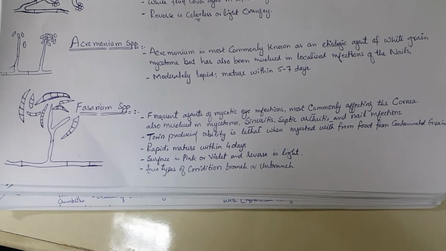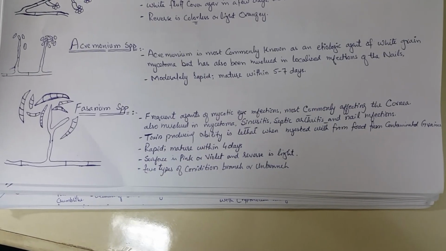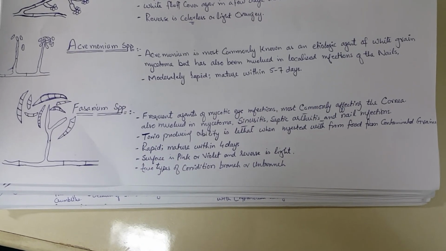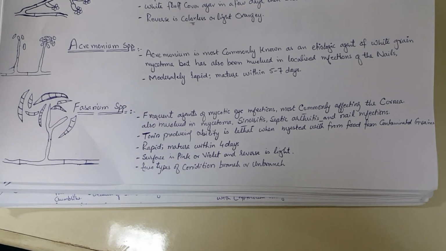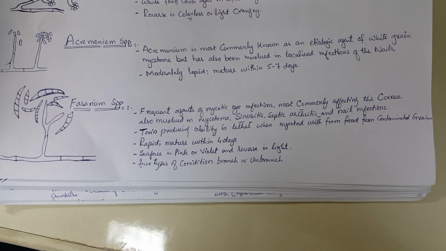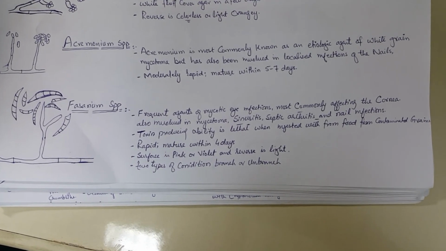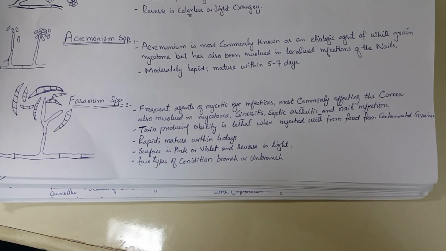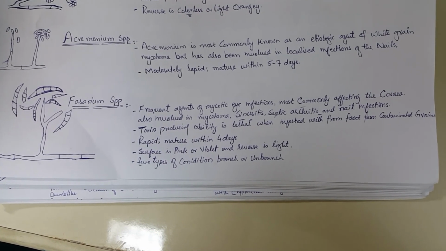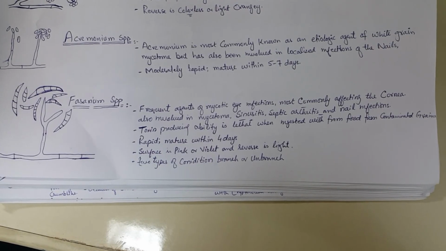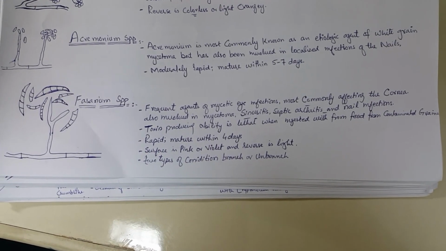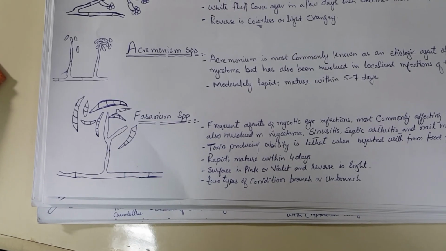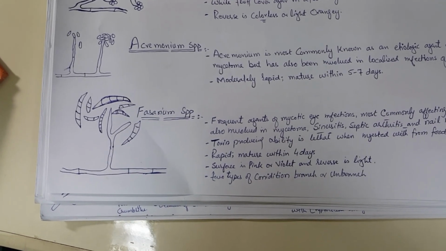Fusarium species is a frequent agent of mycotic eye infection, most commonly affecting the cornea, and also involves mycetoma, sinusitis, septic arthritis, and nail infection. Its toxin-producing ability is lethal when ingested from food made of contaminated grains. It matures rapidly within 4 days. The surface is pink and velvety and the reverse is light, and two types of conidiation, branched or unbranched, can be formed. If you see here, you can find the branched and unbranched conidiation.